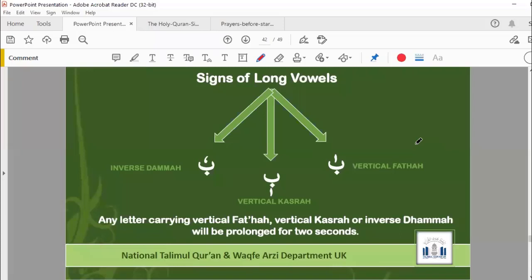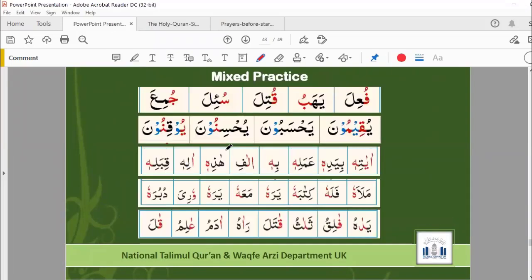Because in Arabic there are different ways of writing haruful madda, long vowels. Instead of alif madda, you can write like this as well. That is the Arabic way of writing. So the vertical fatha will represent the two-second a sound, the vertical kasra will represent the two-second e sound, and the inverted dhamma will represent the two-second u sound. Okay, thank you very much.